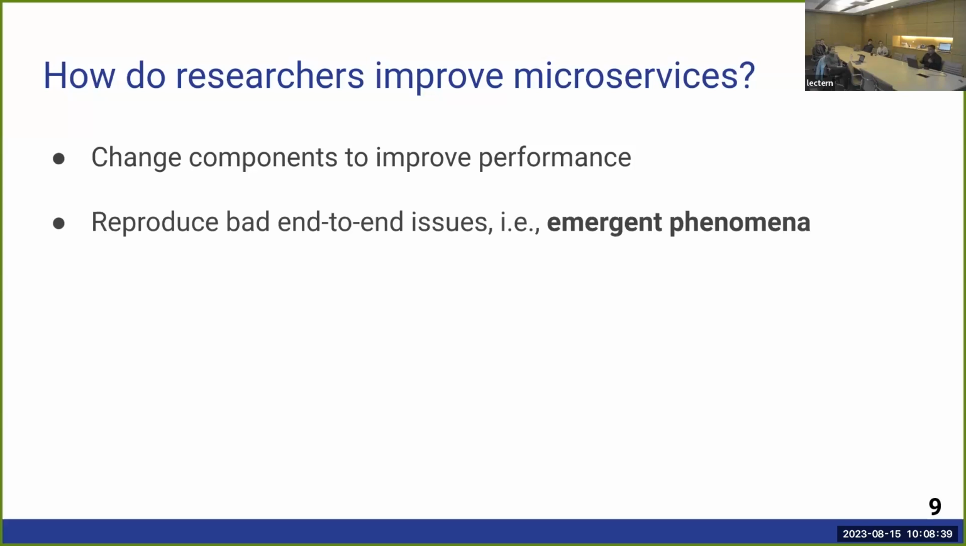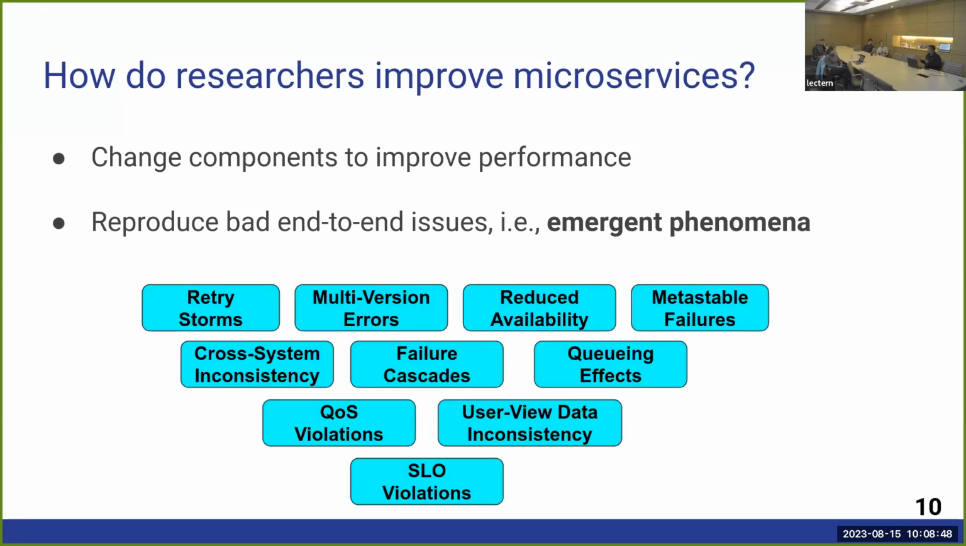The second is reproducing and analyzing bad end-to-end issues called emergent phenomena or emergent behaviors. These are behaviors that arise from complex interactions of simple components. There are multiple examples of this in the literature as well as in the outage reports that you read. Popular examples would be metastability failures, cross-system inconsistency issues, retry storms, and failure cascades. So nothing really good, but something that can drastically impact the availability, performance, or even correctness of the underlying system. So it's imperative that researchers think about these problems and come up with solutions, right?